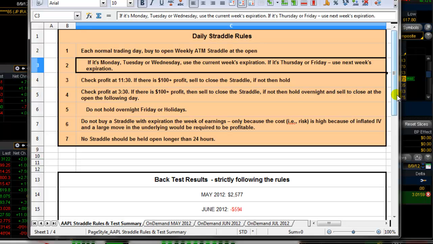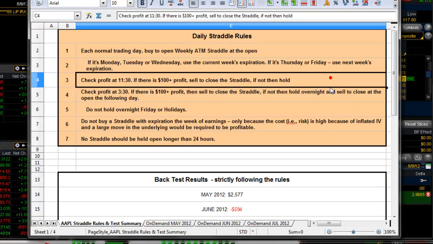So I think that one's pretty plain. The reason for that is, if you pick the current week and the stock doesn't move, and it's a Thursday and you're picking the next day's expiration, time decay, because it's so close to expiration, is going to kill you. So you'll want to pick the next week, which will be a little bit more steady and won't decay quite as quickly.